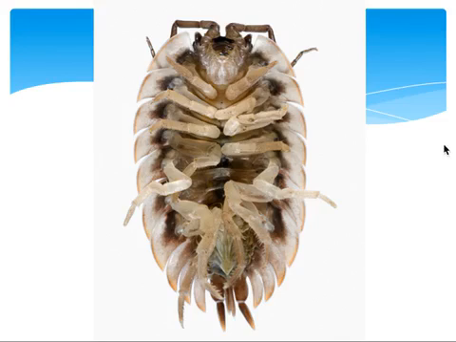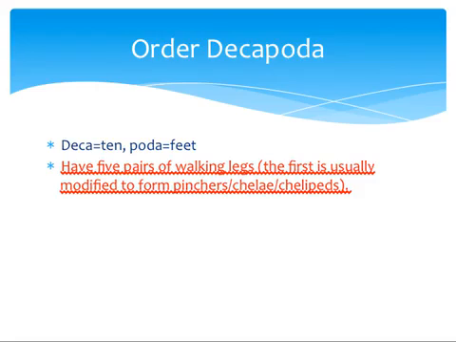and here is the underside of a pill bug. They have 7 pairs of walking legs, 1, 2, 3, 4, 5, 6, 7. And down here you can see kind of their gills. This is how they breathe down here with their gills. So that's a pill bug, order Isopoda.